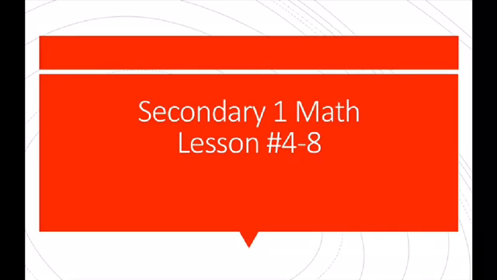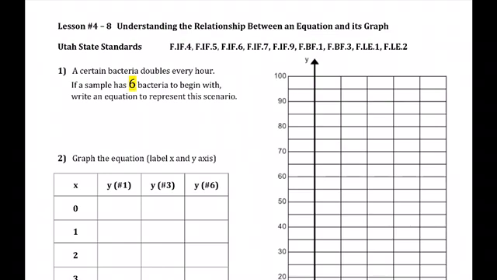This is lesson 4-8 for Secondary 1 Math. Okay, for the lesson, we're going to be writing some equations to represent the scenario, and then we're going to use our graphing calculator to make the graphs, and then we're going to look at, well, what if we change something about it? How does that affect the graph? So have your graphing calculator ready. You can have your card out that tells you what to do with your graphing calculator if you need to.